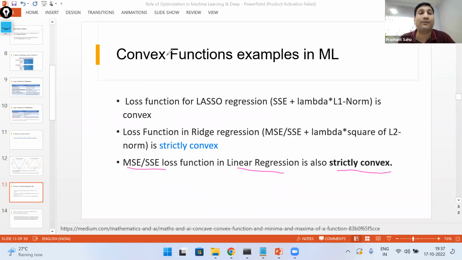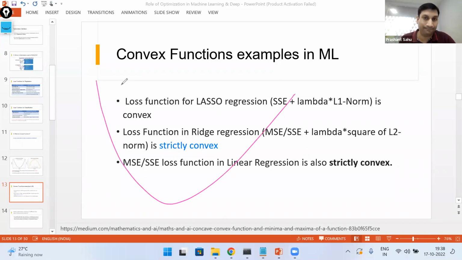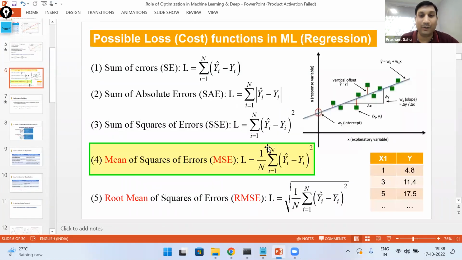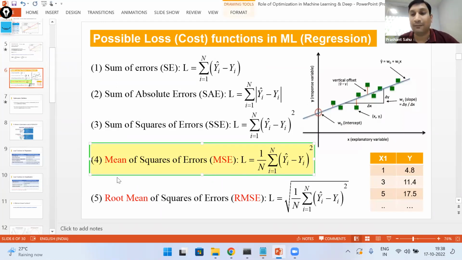Why is that MSE loss function strictly convex? Can anyone tell me why that is a convex function? A very simple question to everyone. Why do you think that MSE is a convex function? I'll give you a hint. So let's see the understanding here. Look at the formula for the MSE loss function. My question is, why do you think MSE is a convex function, first of all?